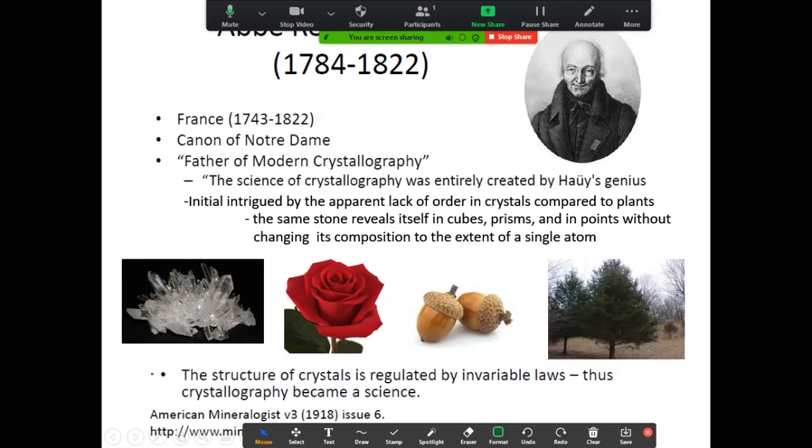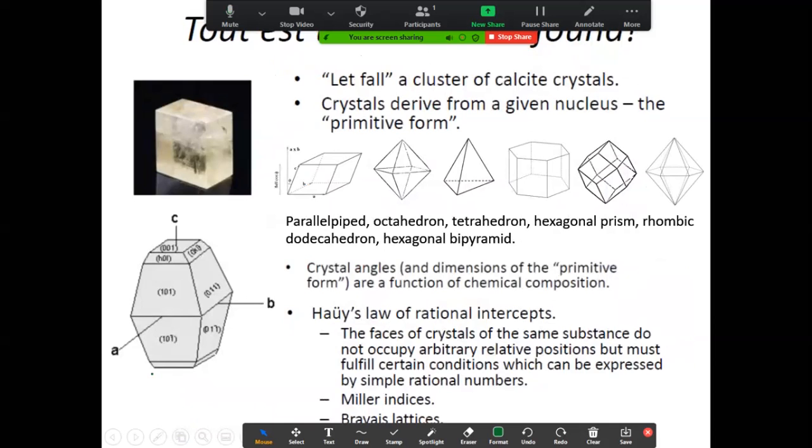And so he based crystals off of their shape of the solid. And so he looked at calcite crystals and determined that crystals can be derived from their primitive form. And he gave 6 types of primitive forms of these calcite crystals. And they're shown here: parallelepiped, octahedron, tetrahedron, etc. And that the angles within these crystals are a function of the chemical composition. So the angles between the parallelepiped sides or the octahedrons were based on the chemical composition of the crystal.